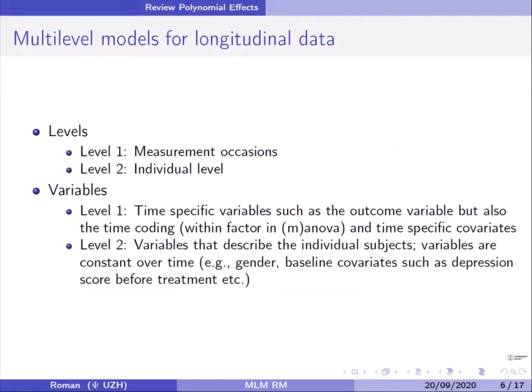Variables at level 1 are time specific. So they vary with time. These are time-varying covariates as well as the outcome. At level 2, we have variables that describe the individual subjects. So these are consistent over time. And sometimes these can be baseline measures such as depression, but also things that are truly stable like gender, etc. Okay.